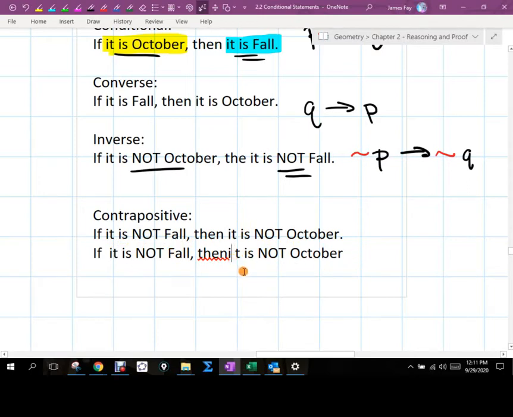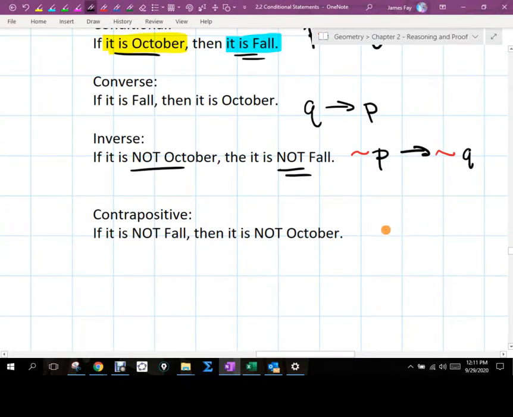So you can either negate them first and then flip them, or flip them and then negate both of them, okay? But regardless, you get that statement. If it is not fall, then it is not October, okay? Again, that statement I struggle with, okay? If I'm thinking about the truth value, I don't always have success in determining that, okay? If we're using the symbols, say you flipped it, so Q comes first, P comes second, and you negated them, so you need to have that tilde out in front of both of them, okay?